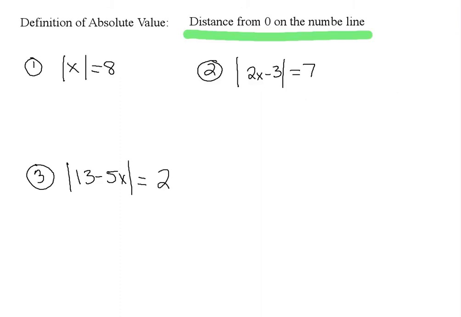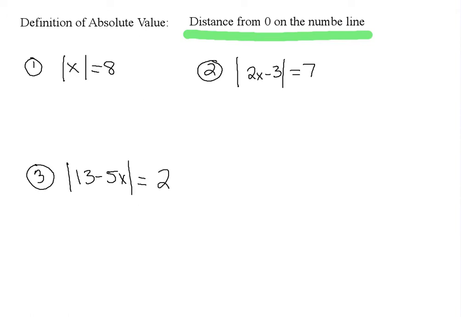Alright, today we're going to take a look at absolute value equations. Now, the definition for absolute value is that absolute value is the distance from 0 on the number line. Let's take a look at our first example, absolute value of x equals 8.